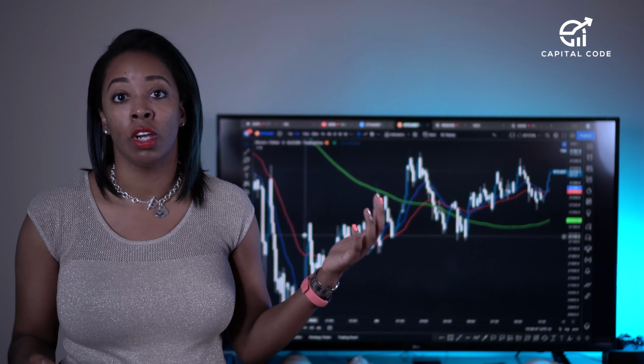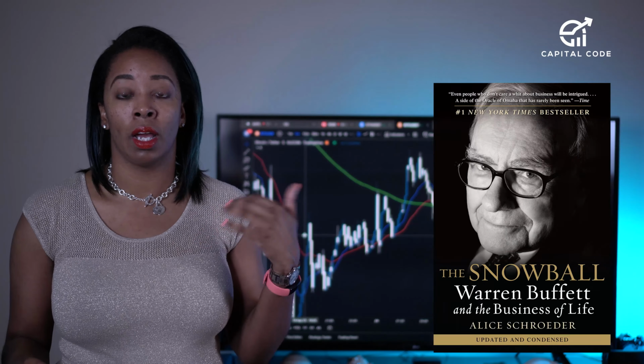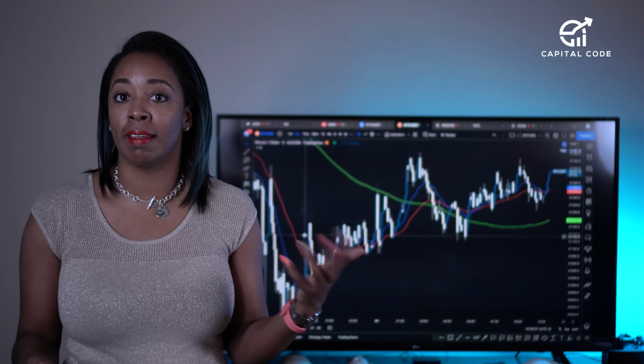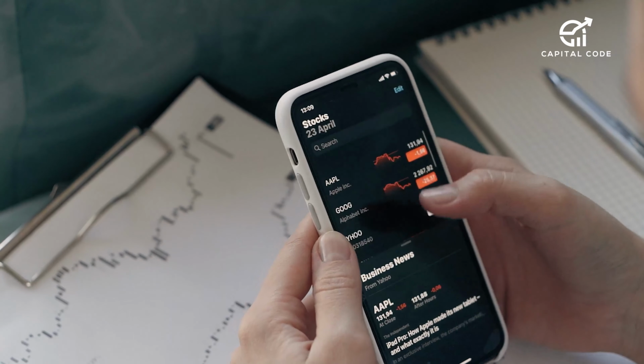So one good example is I'm reading this book by, actually it's not by Warren Buffett, but it's about Warren Buffett and basically his life and how he became first a millionaire and then a billionaire. So one of the things that he liked to do was basically look at the companies in the same way that I'm laying out for you.